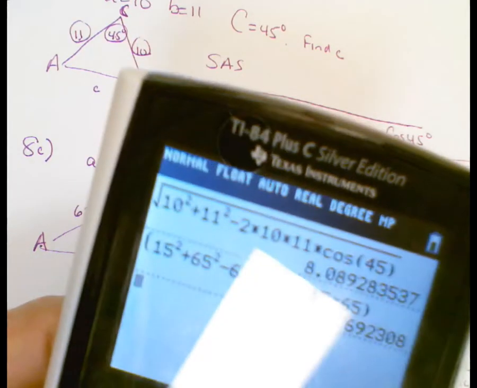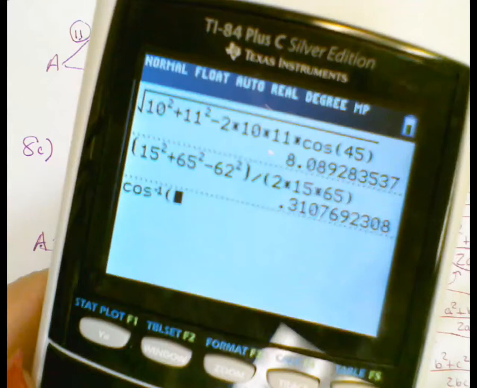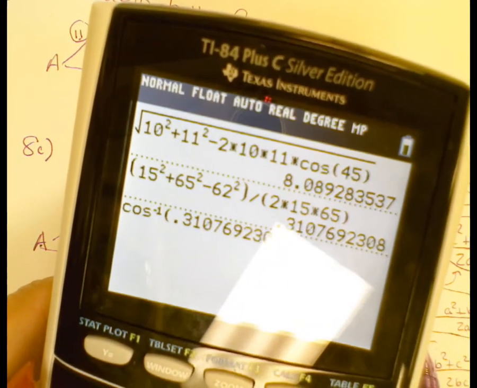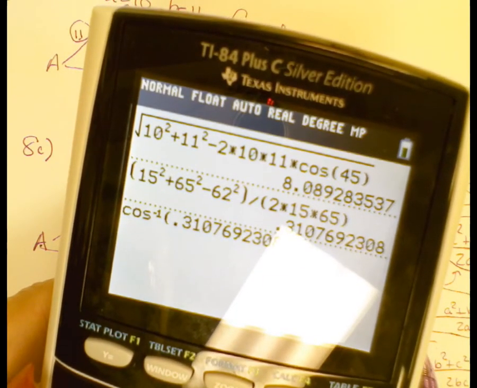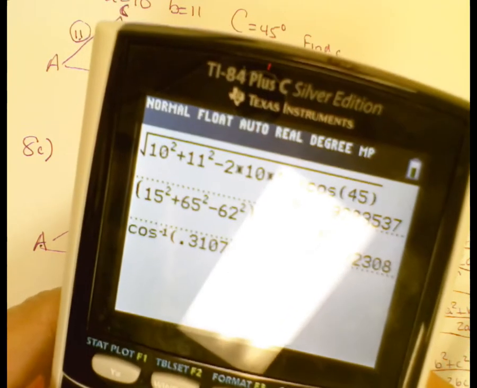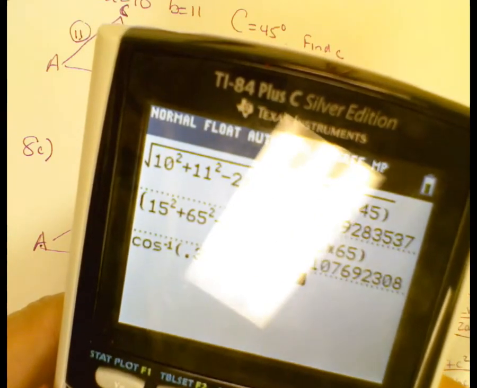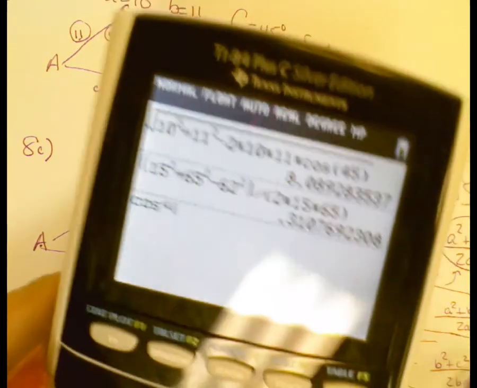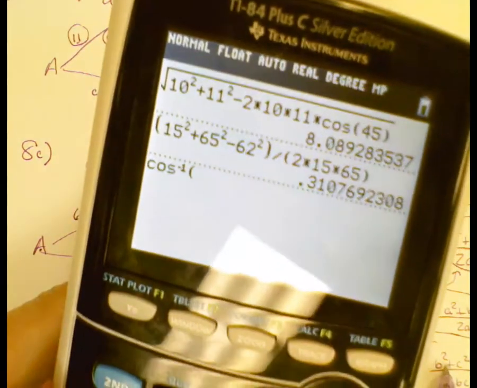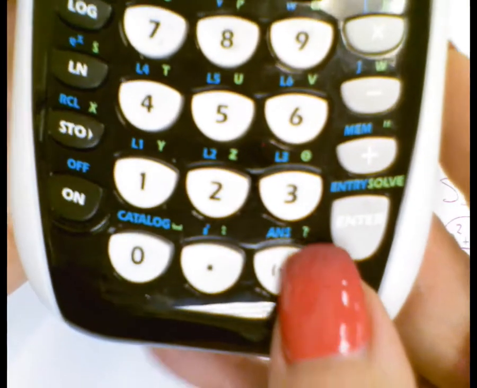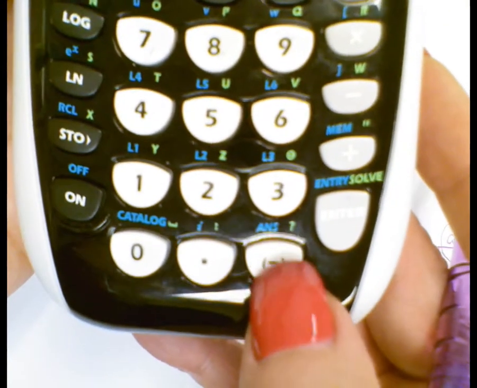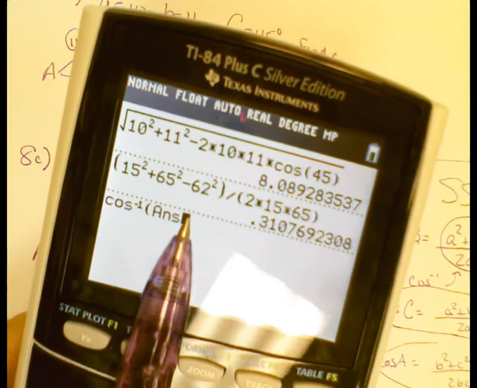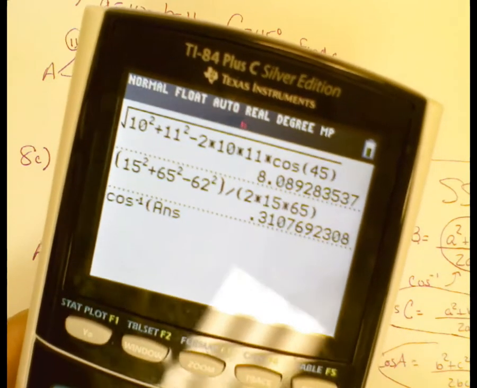You could press second cosine like this, and you can highlight that decimal and press enter. See, I did that. And then press enter, or let me delete that, clear that. Or you can press second cosine, second negative, because above the negative sign down here, you see this negative sign? It has the word answer above it. That's your previous answer. So just press negative. It'll say arc cosine of the previous answer, which is this. And if you press enter, it'll give you the same thing.